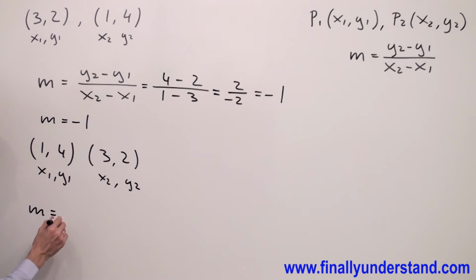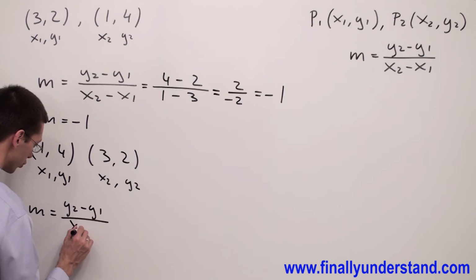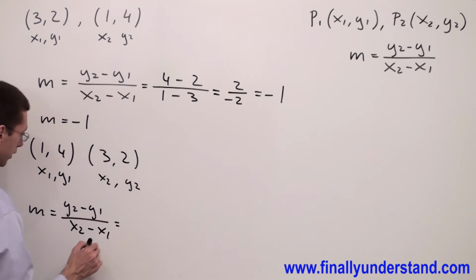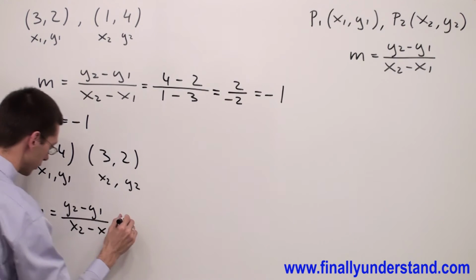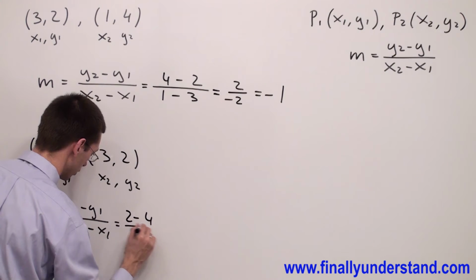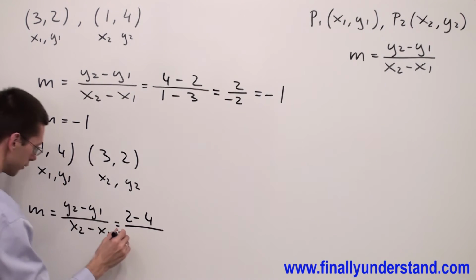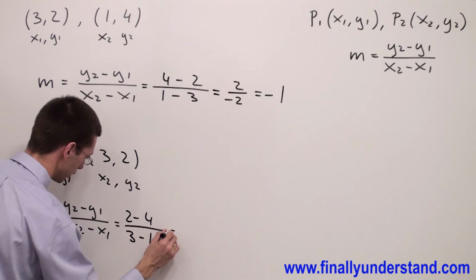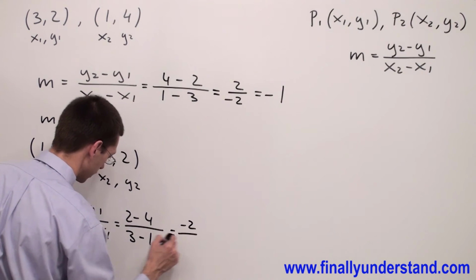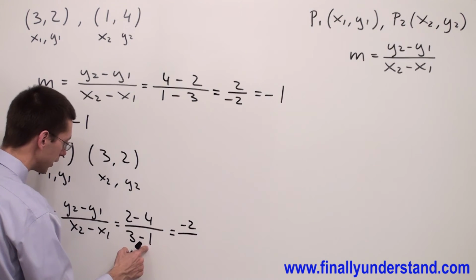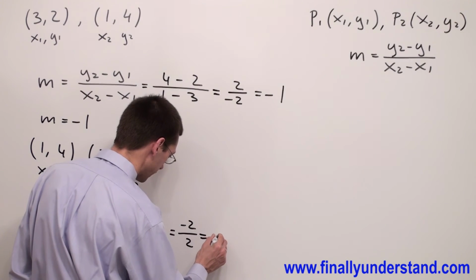M is equal to y2 minus y1 over x2 minus x1, and this is going to be equal to 2 minus 4 over 3 minus 1. 2 minus 4 is equal to negative 2. 3 minus 1 is equal to 2. So this is equal to negative 1.